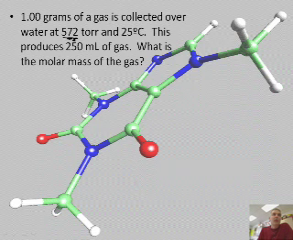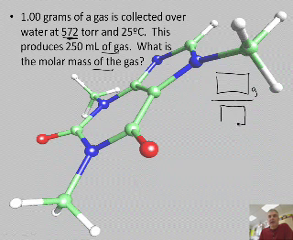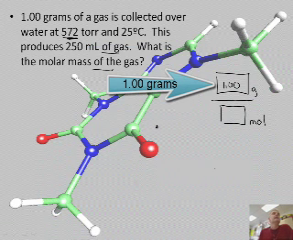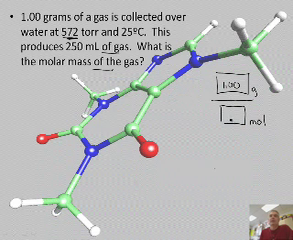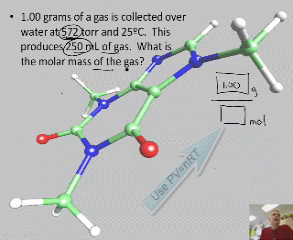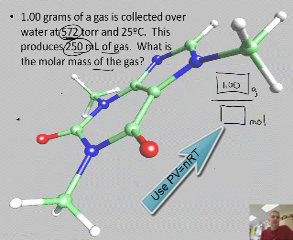1 gram of a gas is collected over water. Now, when we say over water, we've got to play that water vapor pressure game that we talked about earlier, and it produces 250 mL of gas. What is the molar mass of the gas? Well, we're going to use this equation: so many grams divided by so many moles. We know we have 1.00 grams. So we just divide by the moles. We've got some data here, pressure and a volume, so we're going to use PV equals nRT.